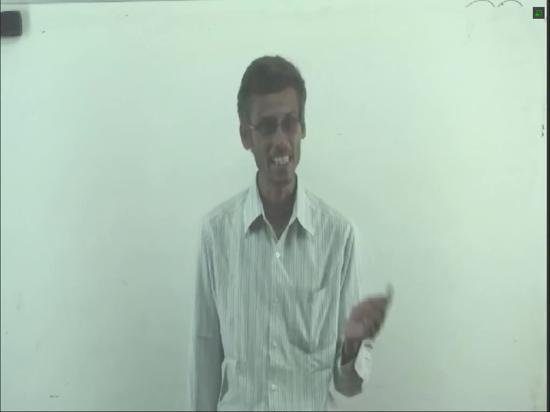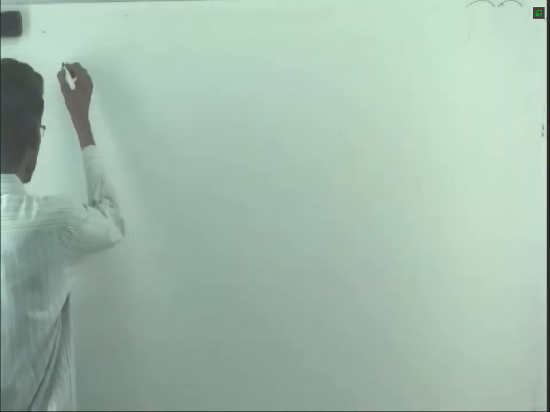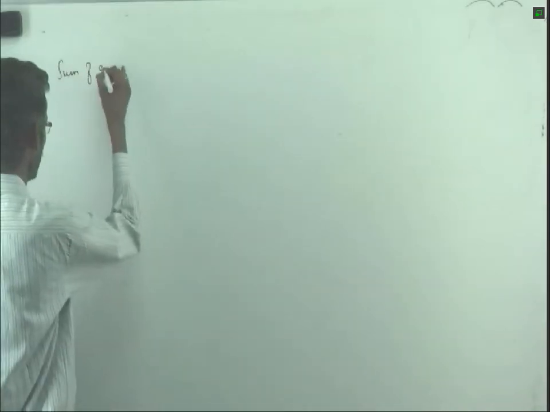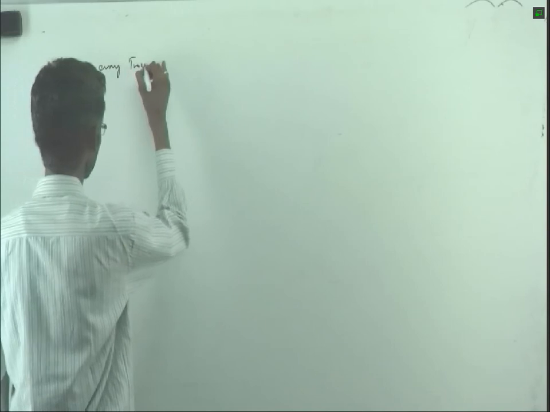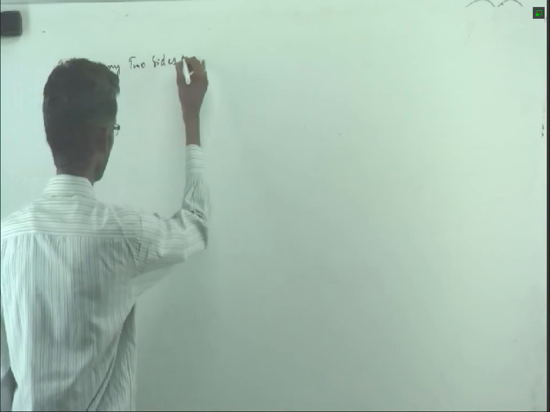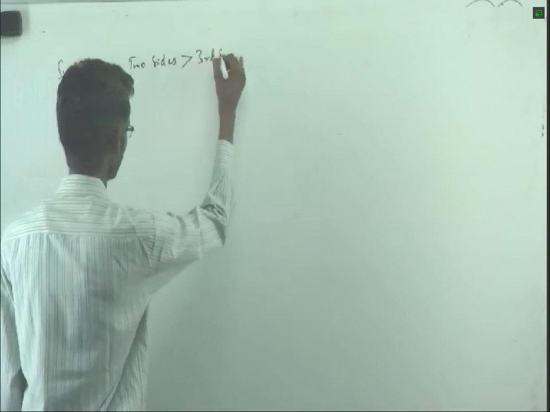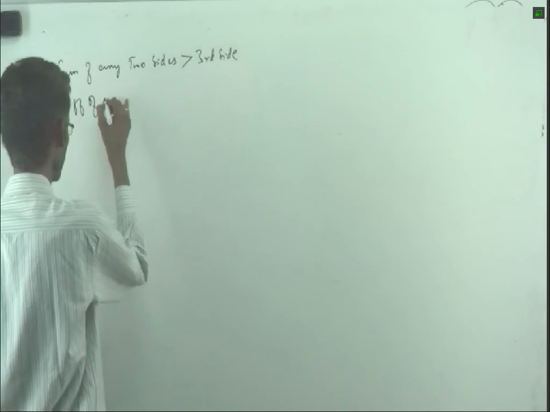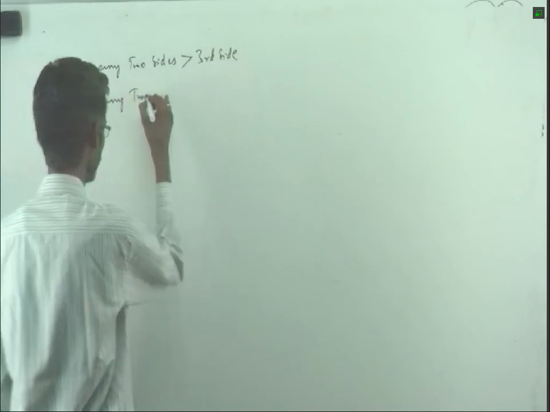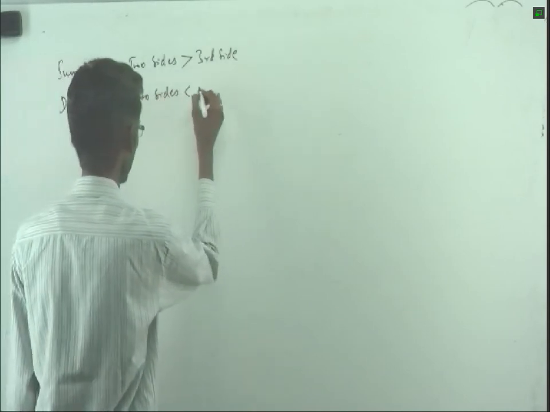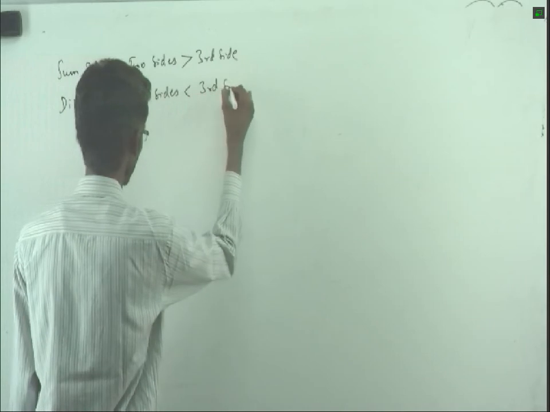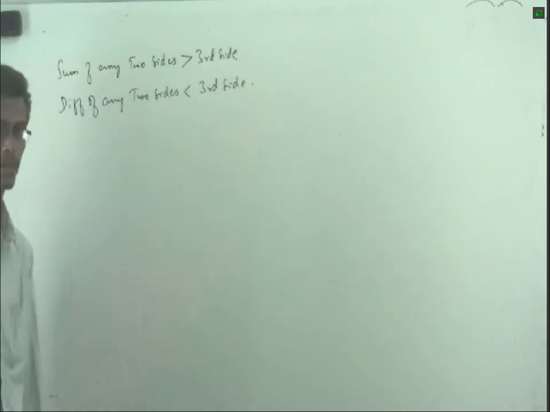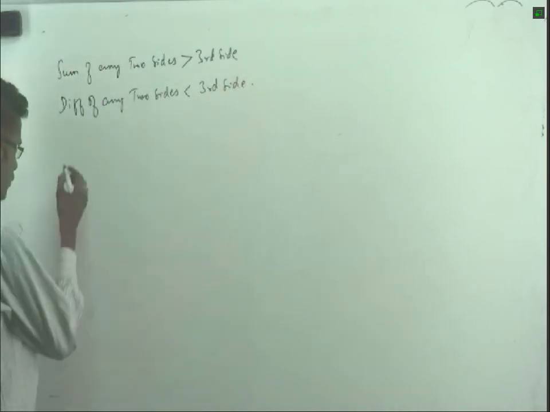But in order to form any kind of triangle, what is the minimum requirement? The minimum requirement is the sum of any two sides is greater than the third side, and the difference of any two sides is always less than the third side. Now, based on this concept, let us try to take an example.